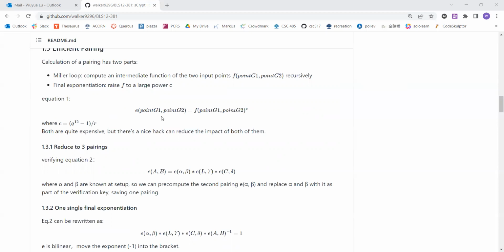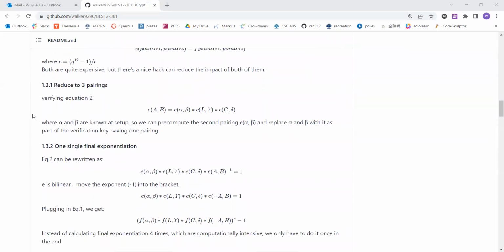Both of the steps are quite expensive, but there are some methods that can reduce the impact of both of them. First, we can reduce the number of pairings to 3. This equation 2 is a verifying equation, where alpha and beta are known at setup. So we can pre-compute the second pairing, E of alpha, beta, and replace alpha and beta with the pre-calculated value to save one pairing calculation.